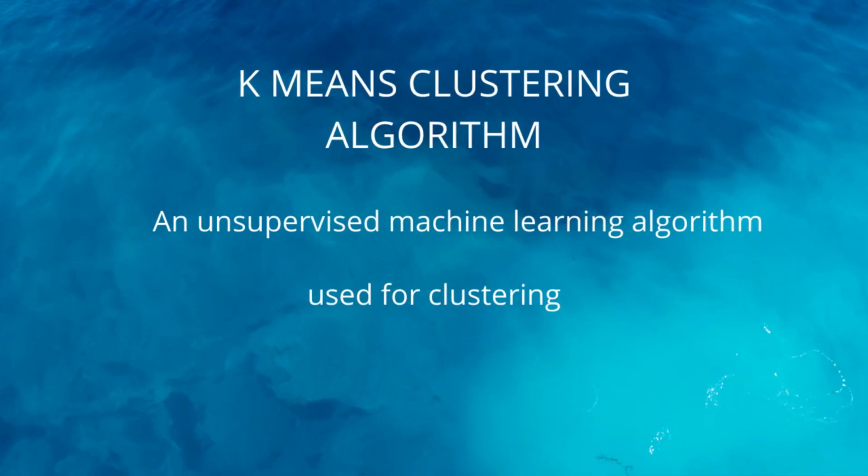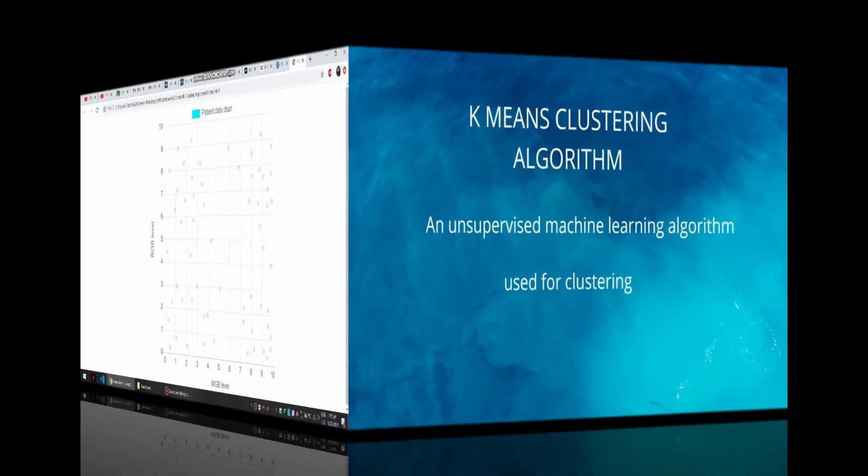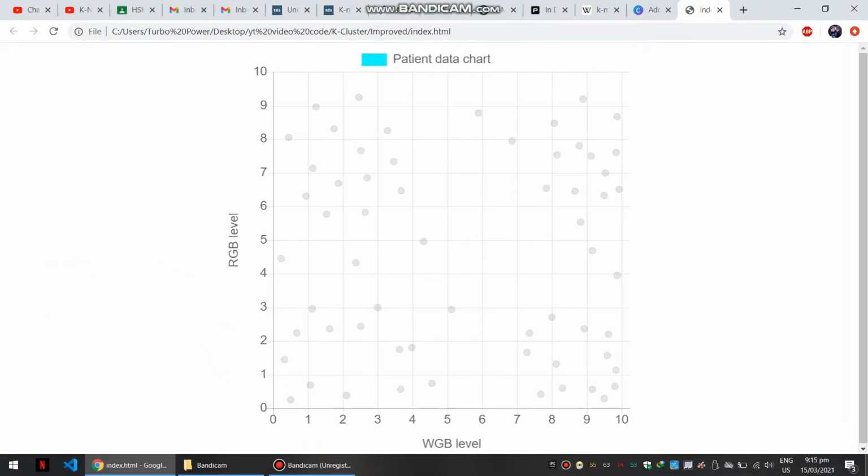K-means clustering is one of the simplest and most popular unsupervised machine learning algorithms, which is used to identify clusters of data points in a dataset. It is an extensively used technique for data cluster analysis. It is much easier to understand this algorithm using a scatter chart.